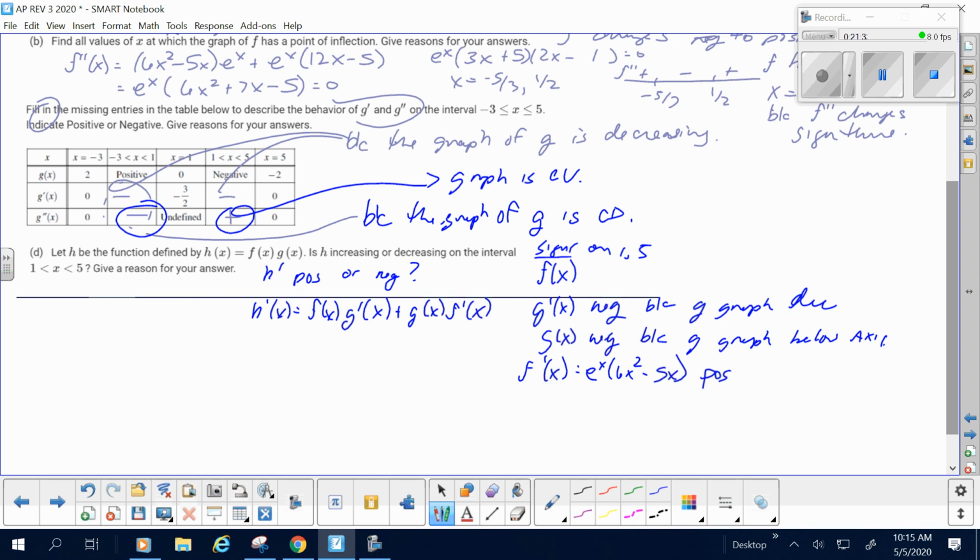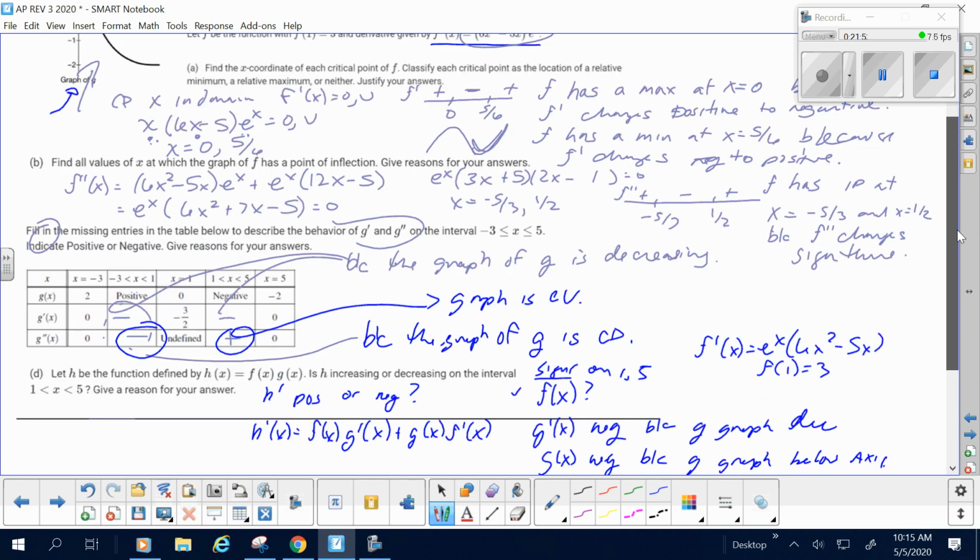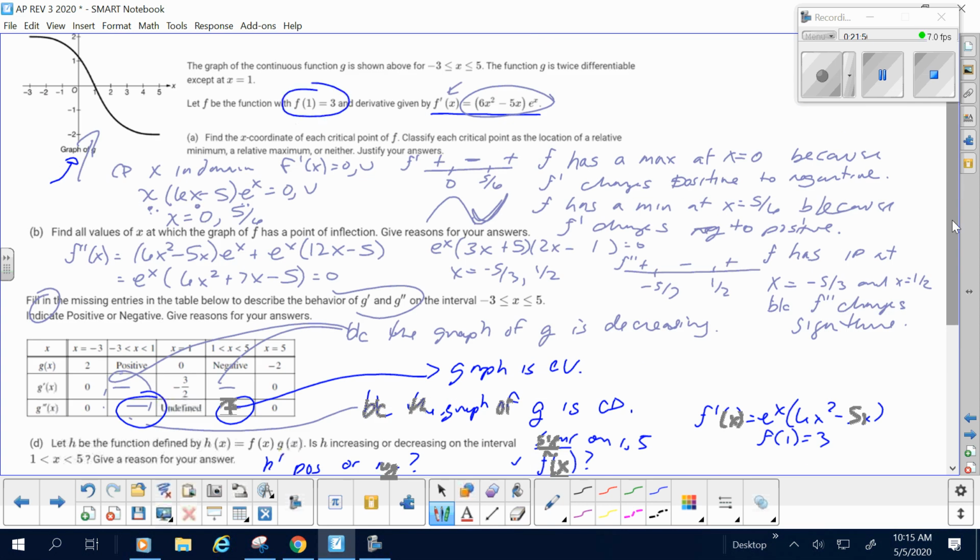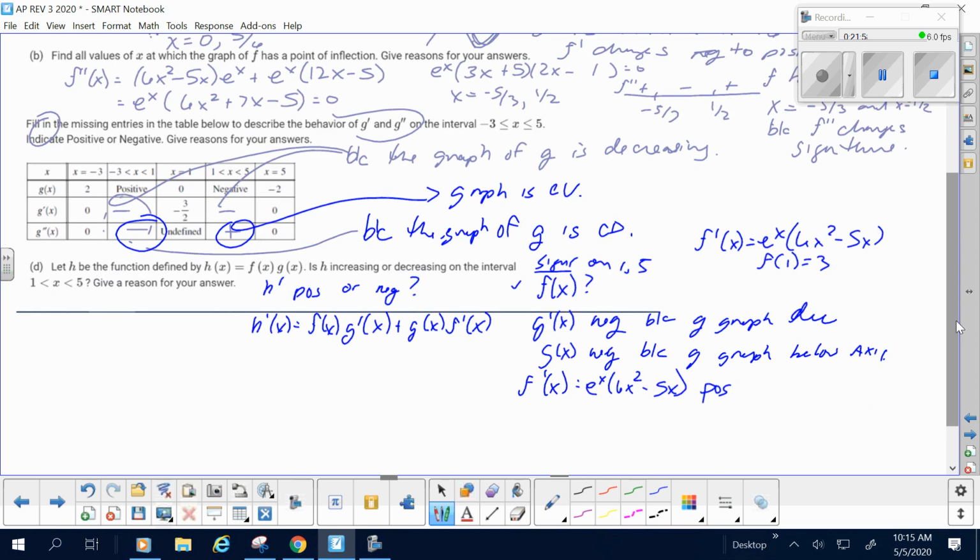And last but not least, let's go back to f. Again, I don't know f. I know f prime is e to the x times 6x squared minus 5x. If you read carefully, you also know that f of 1 is 3. Yeah, that's given right here. So I'm thinking, does that mean I use the fundamental theorem and I have to integrate this? If I had a calculator, I could easily do this, but do I have to integrate that? It's integration by parts, and ooh, mess. No, that's not necessary.